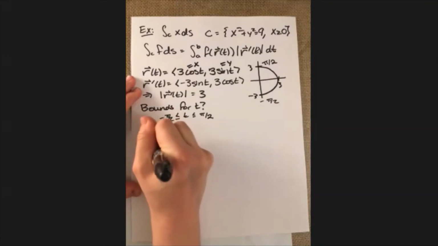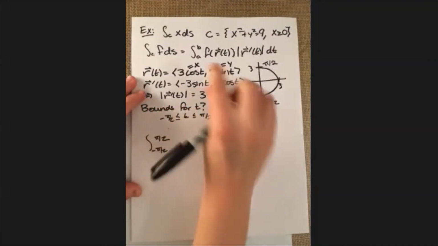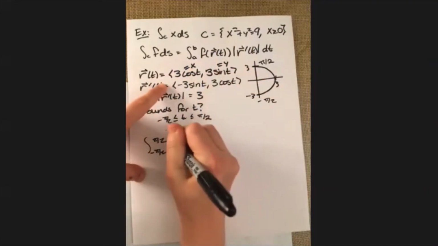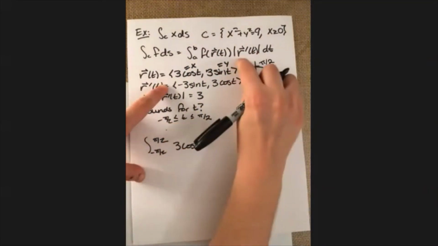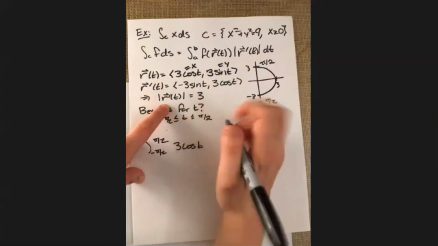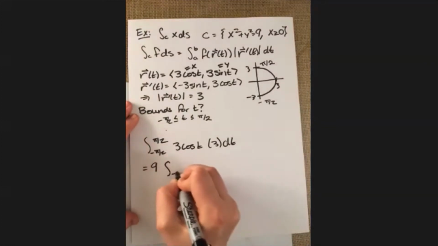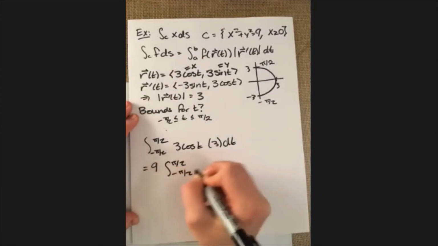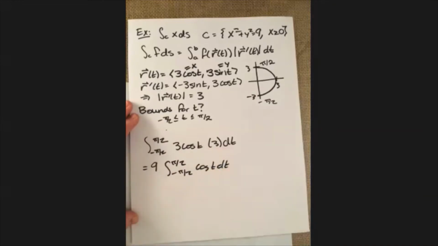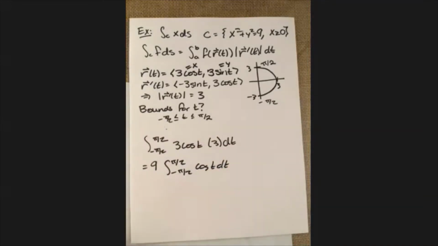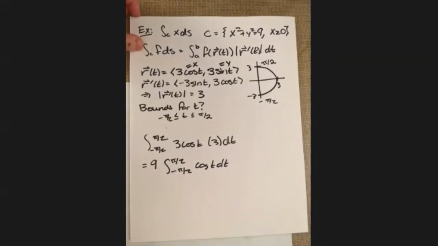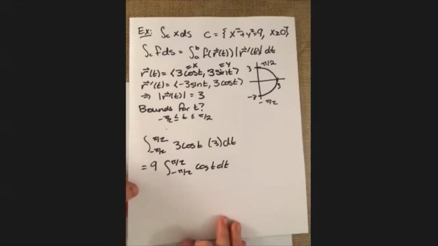So I have the integral from negative pi over 2 to pi over 2. My x here is going to become 3 cosine t. This piece here is going to be 3, and then I just have dt. So that's equal to 9 times the integral from negative pi over 2 to pi over 2 of cosine of t dt. And that's all there is to it. This is a very easy integral to take, so I'm going to leave that to you to work out. It's really quite straightforward. So you should definitely work this one out. But yeah, that's all there is to this example.